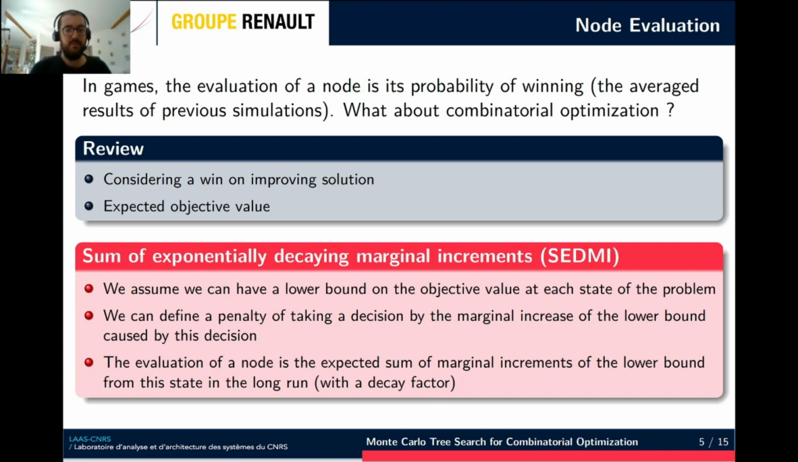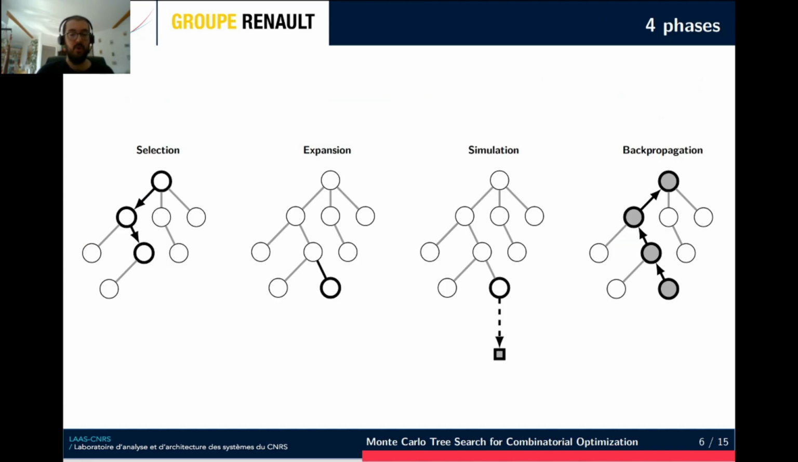So we use something a bit different in this work. We assume we can have a lower bound on the objective value after each decision, and we define a penalty of taking this decision by the marginal increase of the lower bound. So our evaluation of a node is then the averaged sum of marginal increments of the lower bound from this state in the long run. So it is based on the value of the objective function, but this function is not only evaluated at the end of the rollout. And the exponential decay was added because we deal with a long horizon and we don't want to penalize an action with some bad decisions which can be taken a long time after.